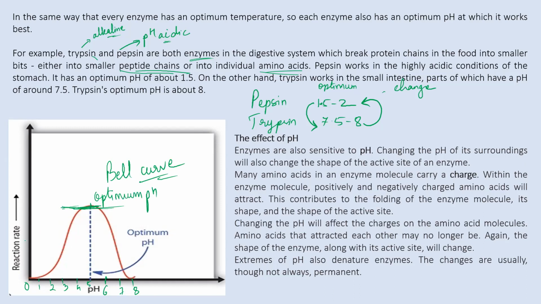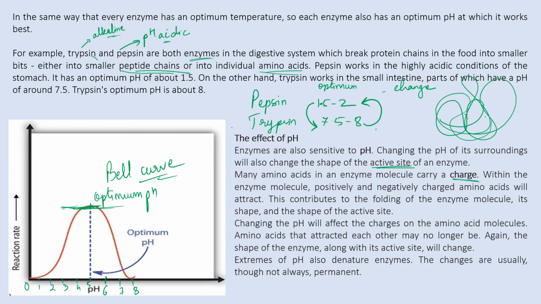The change in pH of the surroundings will also change the shape of the active site. That is again very, very important. The active site shape changes, and hence it will affect the interaction of that particular enzyme with the substrate. Many amino acids in an enzyme molecule will carry a charge. We saw that amino acids have charge, and these are responsible for the interactions within the molecule, and that is why a particular shape comes to the protein. The folding of the protein happens because of these amino acid interactions. Within the enzyme molecule there will be positively and negatively charged amino acids. They will attract each other and hence form a binding, and this kind of interaction between the positive and the negative charges will contribute to the folding of the enzyme molecule, and that folding is going to decide the shape and the structure of the active site also.